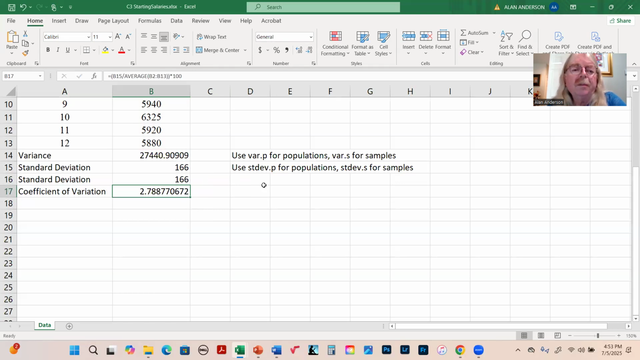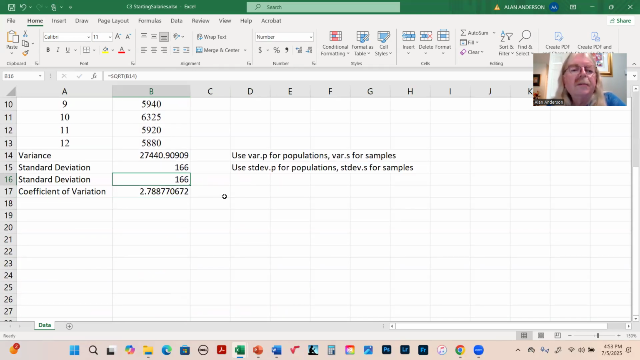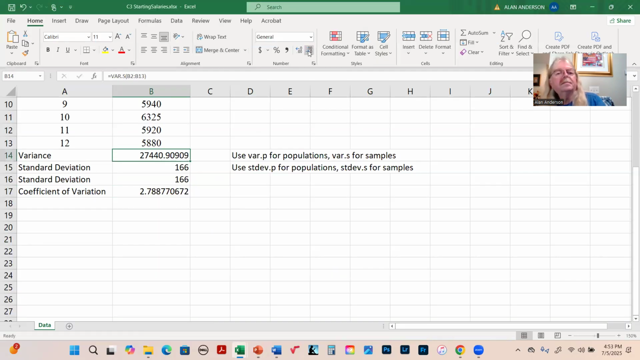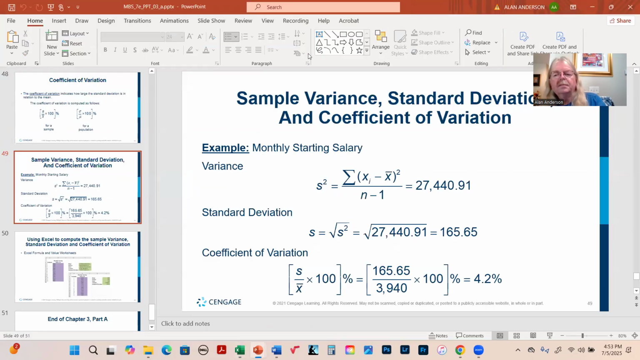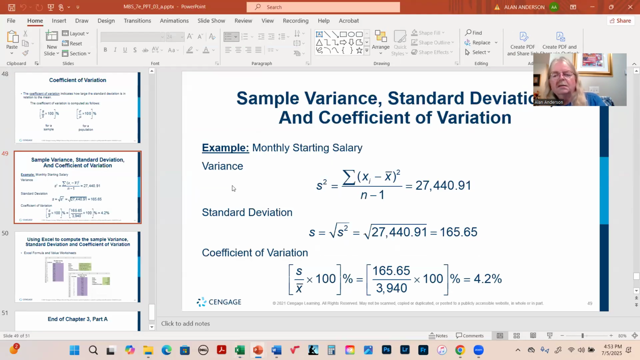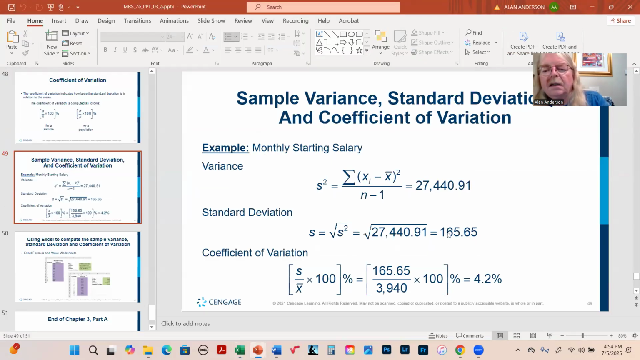Now, it's a very small number because the salaries are in the thousands. And so, but it's 2.788. And so, rounded it. This one. Huh, I got a slightly different number. That's interesting.